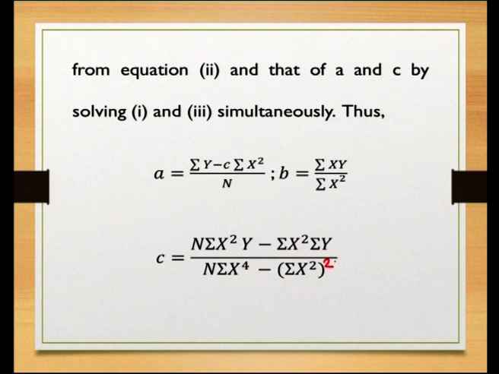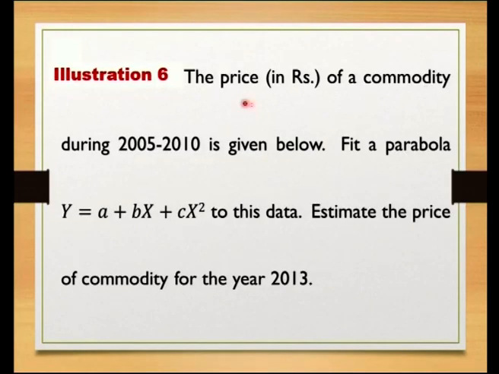Now, after discussing 5 illustrations in computing the secular trend, linear trend by various methods, this is in continuation. Illustration 6: the price in rupees of a commodity during the years 2005 to 2010 is given below. Fit a parabola y is equal to a plus bx plus cx square to this data. Estimate the price of the commodity for the year 2013.